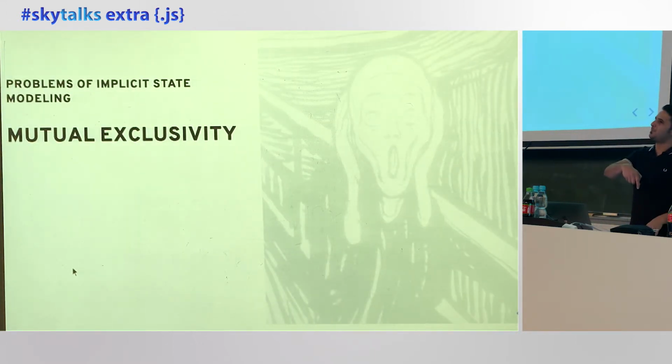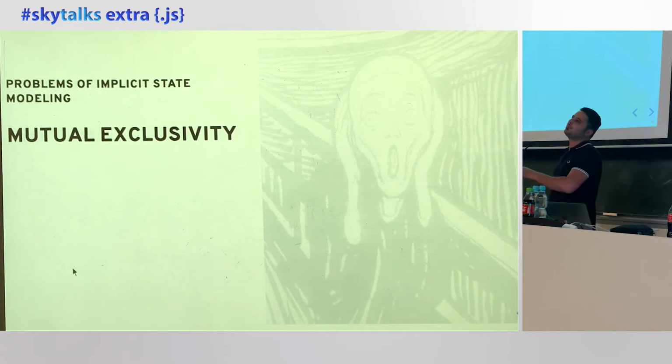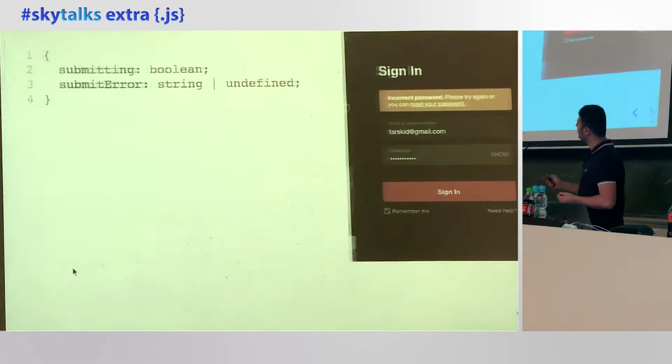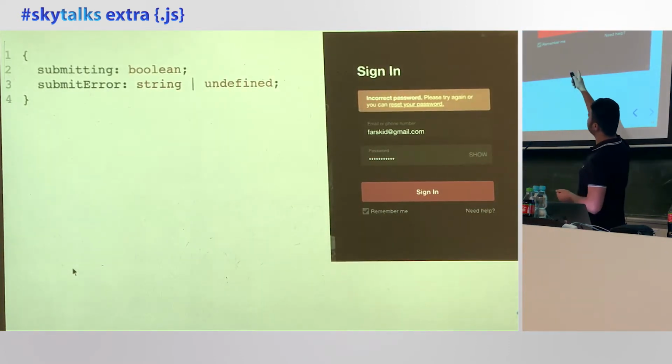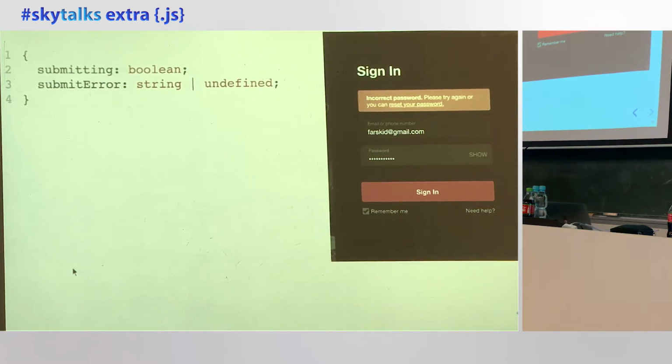Another problem that happens with implicit state handling is mutual exclusivity. It's a very fancy word, but basically it means 2 properties are mutually exclusive if they're not supposed to happen at the same time. So if you use this input in a form, now you also need to model the state of the form, because of course the UI is not always as simple as a single input, right? I wish it was, but it isn't.